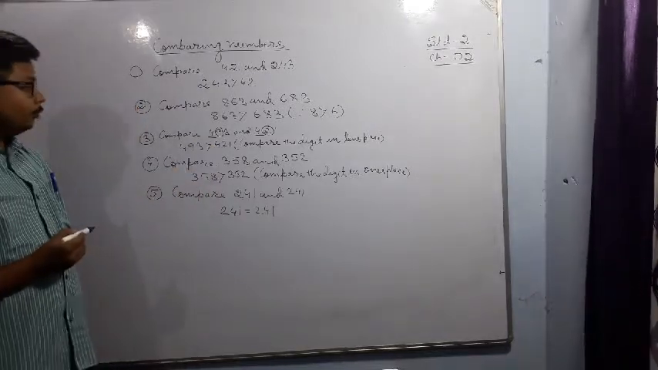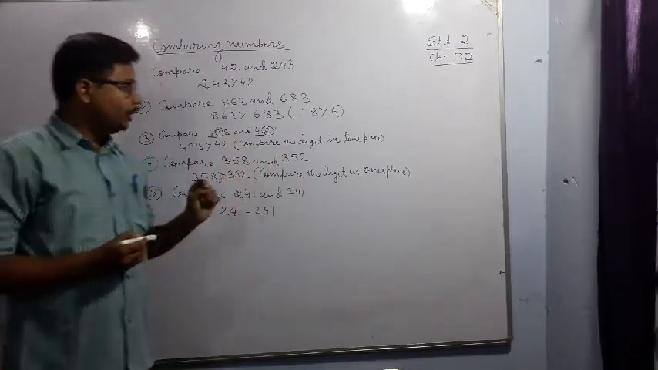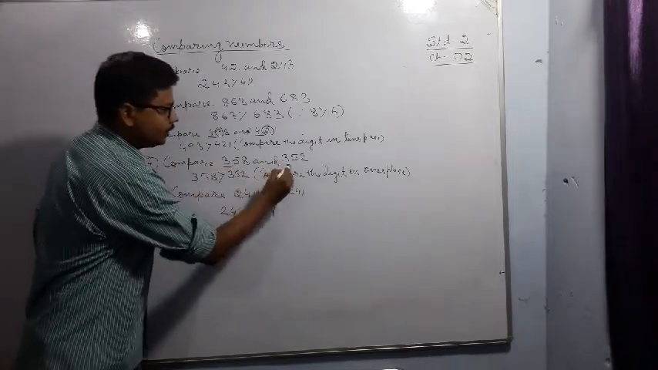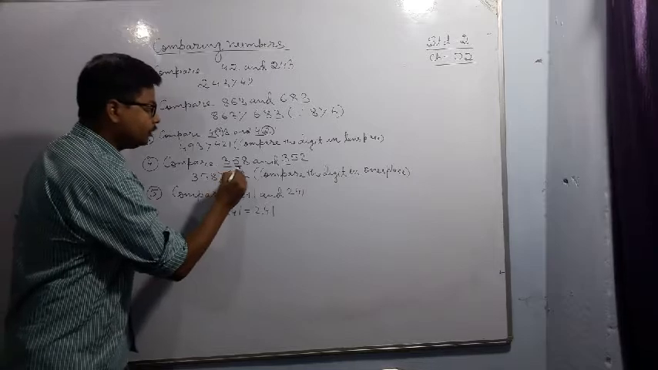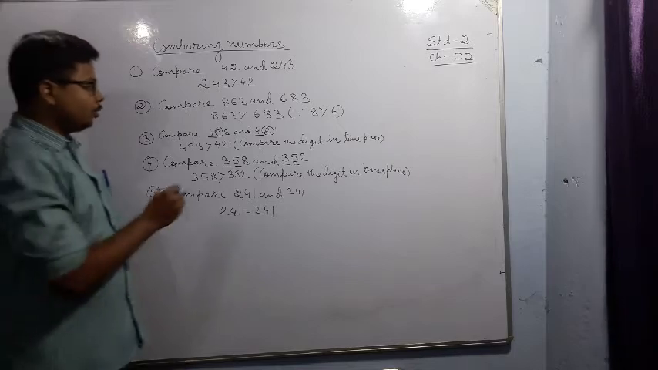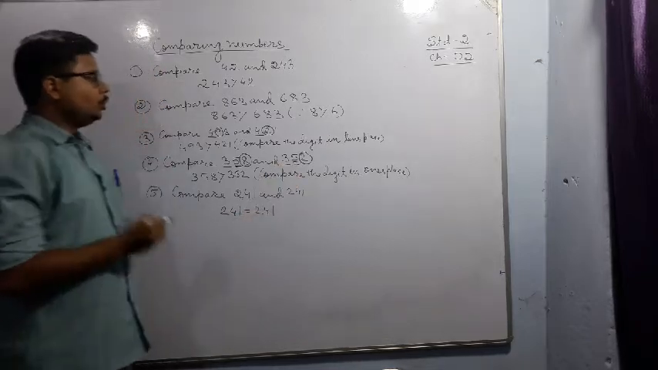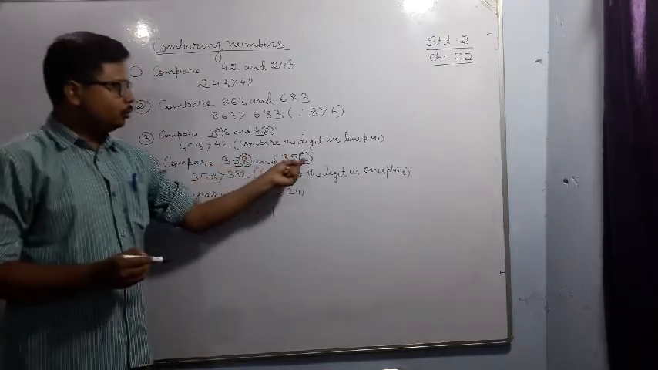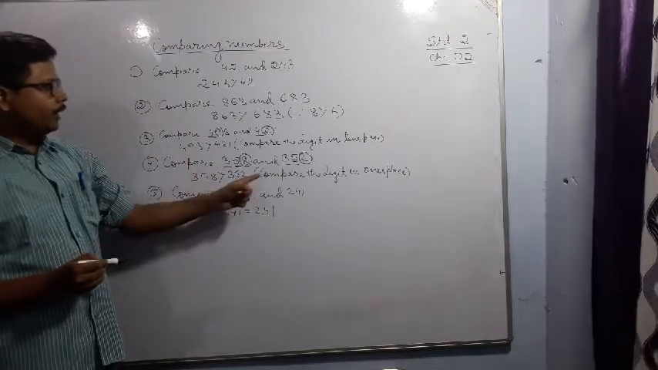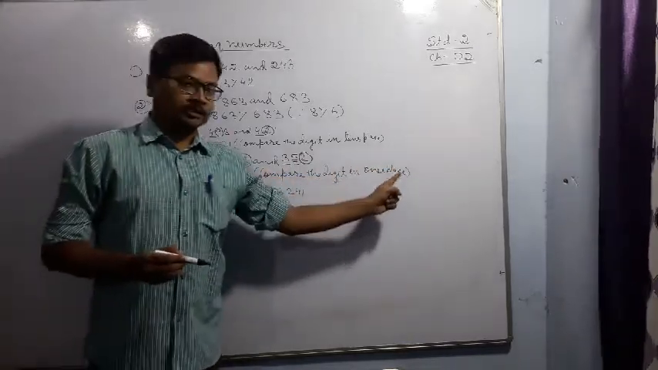Now let us see question number 4. Compare 358 and 352. Both are 3 digit numbers. In hundreds place both are having 3. In tens place also both are having 5. So what we have to do? We have to see the ones place. In ones place it is 8 and it is 2. So since 8 is greater than 2, we write 358 is greater than 352. As you can see here in the bracket, I have written compare the digit in ones place.